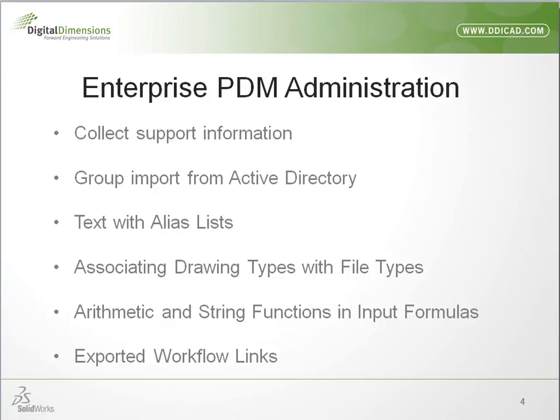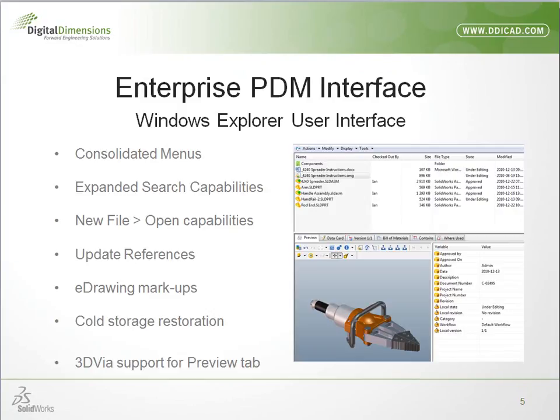So let's get into some of the interface changes. As you know, Enterprise PDM is primarily embedded in Windows Explorer. So some of the menu structure has been consolidated to minimize the amount of information that's on your right-click menu. A lot of the functions and features are now in pull-down menus from the top. The search capabilities have been expanded. The ability to open files is a little bit different inside of an open dialog box, and I'll show that inside of SOLIDWORKS Explorer, or inside of SOLIDWORKS itself.